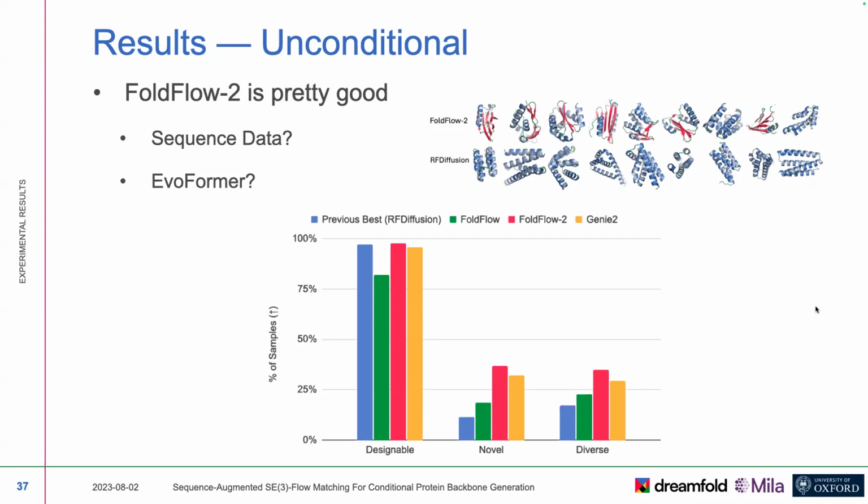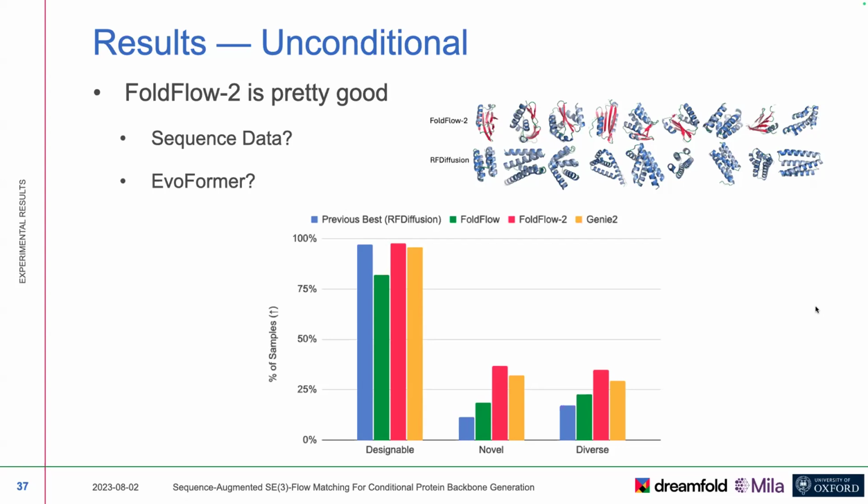So that puts us on par with these very designable models. Where we see a pretty significant improvement over previous models is in the novelty and diversity categories. And there we see that we're significantly better than FoldFlow as well as RF diffusion in novelty and diversity, and even slightly better than Genie 2, which was a concurrent work.